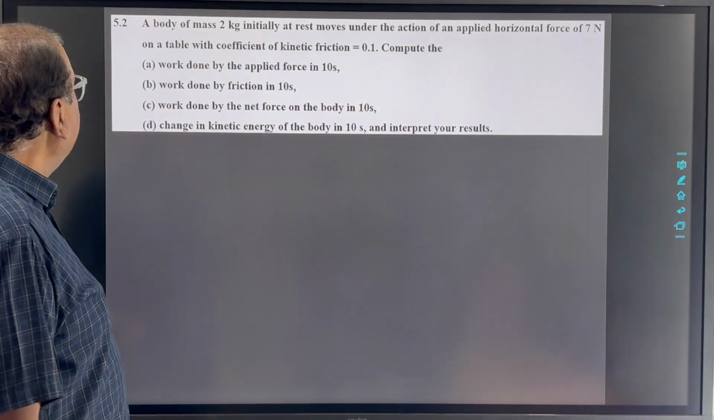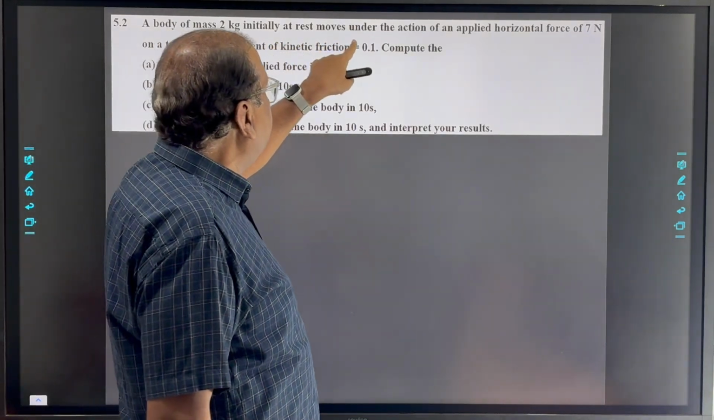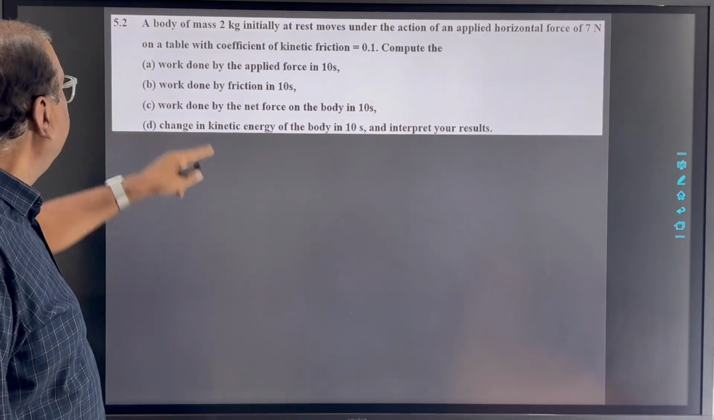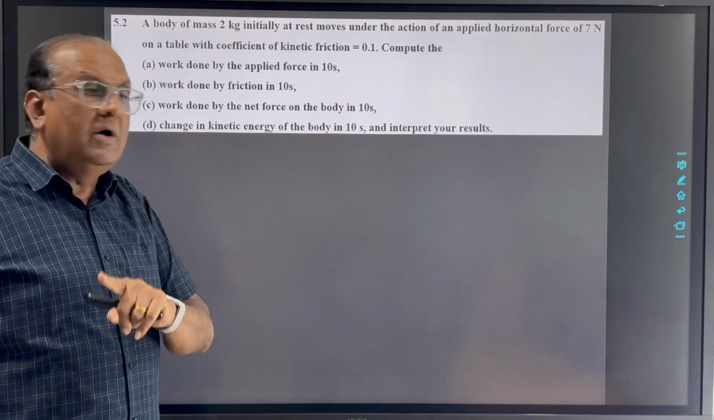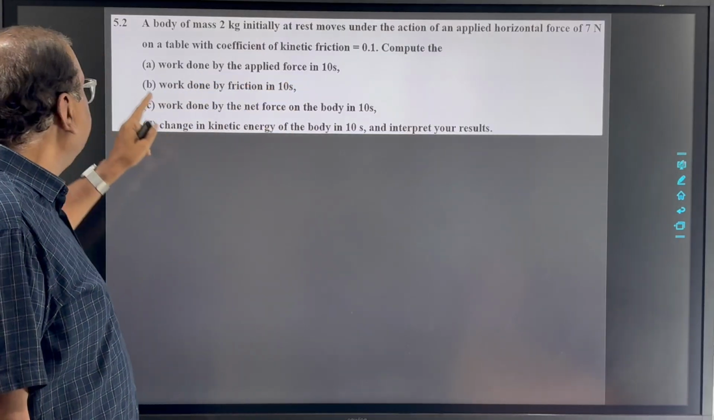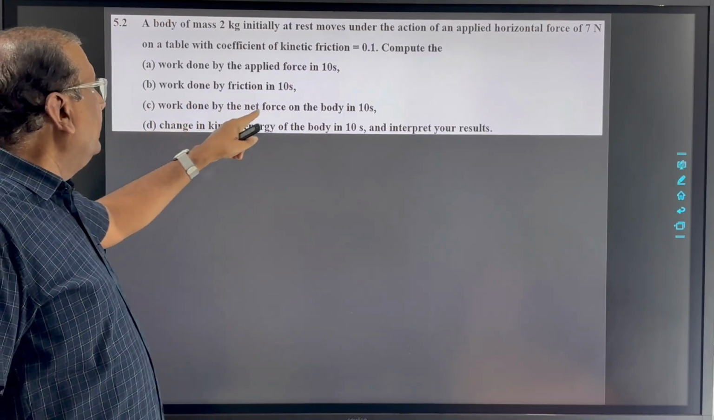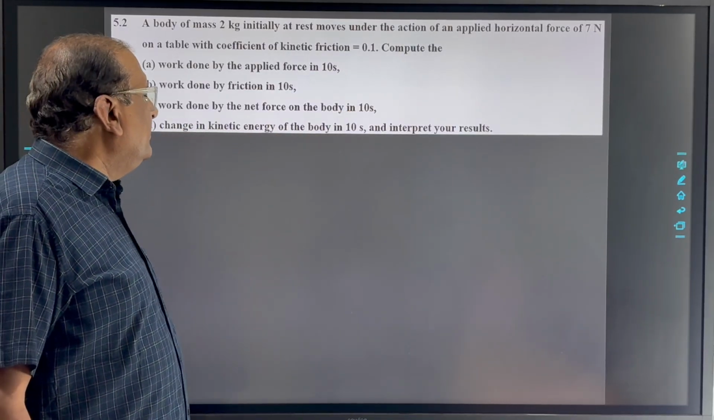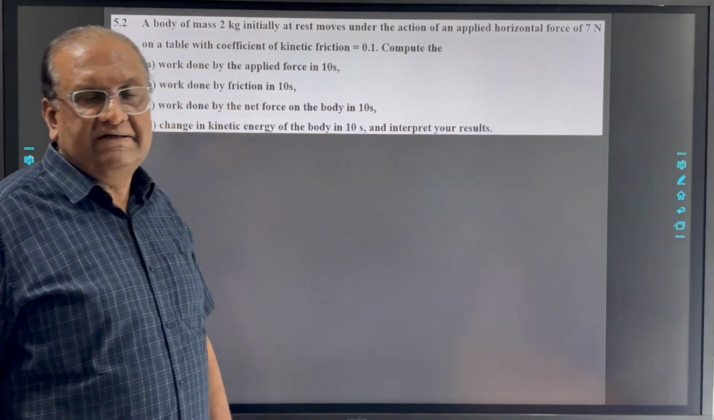Now example 5.2. A body of mass 2 kg initially at rest moves under the action of an applied horizontal force of 7 Newton on a table with coefficient of kinetic friction 0.1. Compute the A. Work done by the applied force in 10 seconds. B. Work done by friction in 10 seconds. C. Work done by the net force on the body in 10 seconds. D. Change in kinetic energy of the body in 10 seconds. And interpret your result.